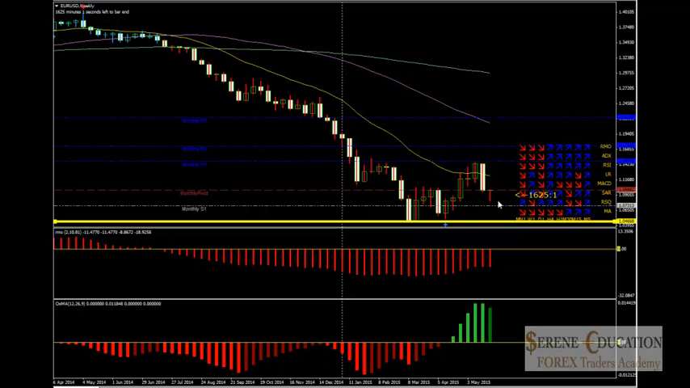Straight away, you can see the monthly pivot. Price is just below it at the underside. You can see price failed to get above the monthly R1 level over the past couple of weeks. And so we've seen price actually dropping below the 1.0998 and change now.